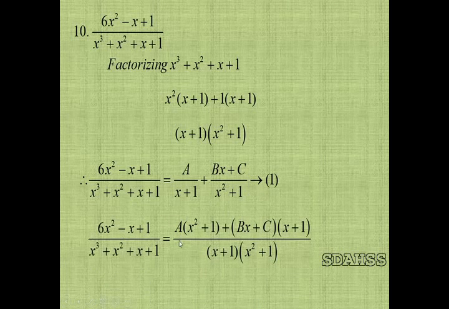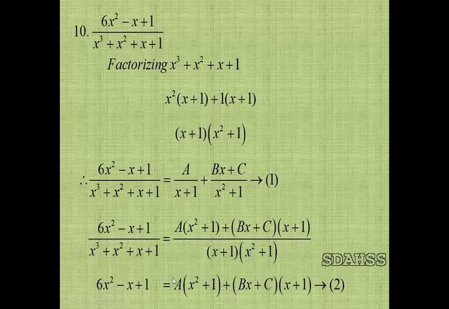Take LCM. The LCM is x plus 1 into x square plus 1. Cross multiply: a into x square plus 1 plus bx plus c into x plus 1. Cancel the denominator on both sides. So you have 6x square minus x plus 1 is equal to a into x square plus 1 plus bx plus c into x plus 1. Mark it as second equation.